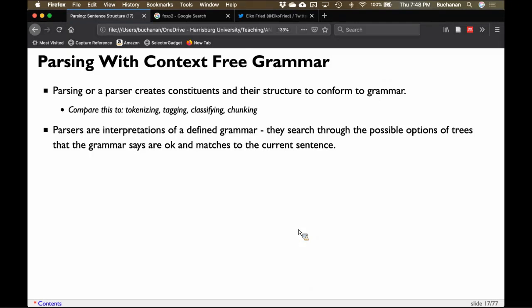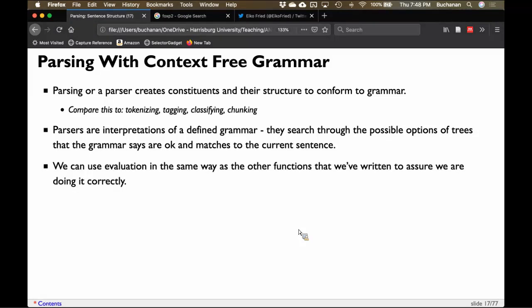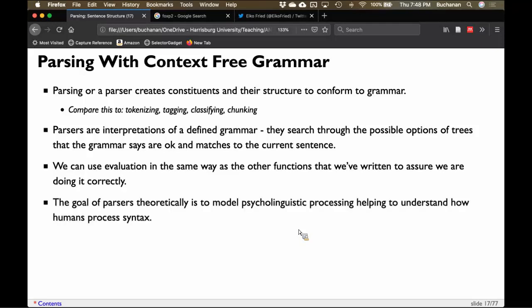And so parsers are simply interpreters of a defined grammar. It looks through all the possible options that they've been shown and matches it to the sentence as best it can. So by the nature of it, parsers have to understand part of speech. And we can evaluate a parser in the same way that we've evaluated our other functions. When we get into classification, we'll talk a lot more about this idea, but basically we can see how correct we're getting it. When we did our taggers, we looked at accuracy. There are training data sets for this kind of stuff, and we get to see how accurate we're doing.